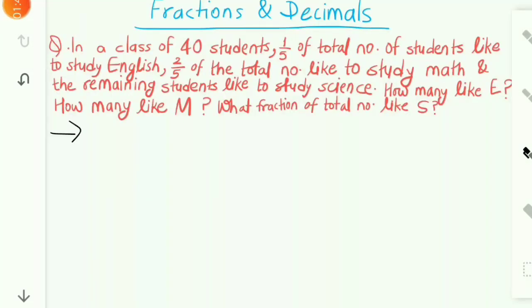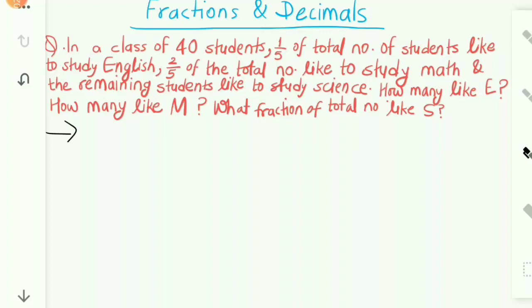Let's solve a question based on this. In a class of 40 students, 1/5 of total number of students like to study English, 2/5 of the total number like to study maths, and the remaining students like to study science. How many like English? How many like math? And what fraction of total number likes science? Let's solve this.